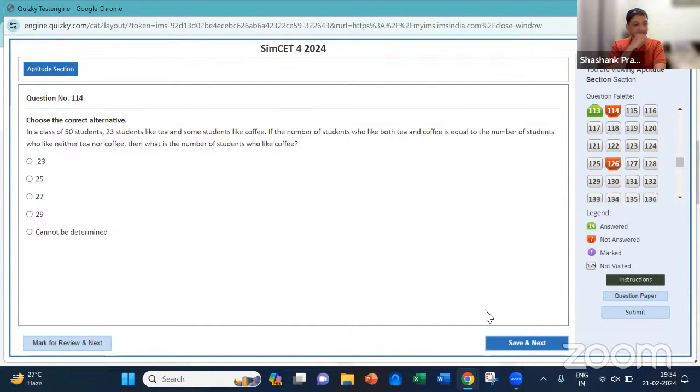I think I'll get two variables and one equation. So let's think about it. 23 minus X plus X, this is 23. 23 plus X plus Y is 50. Now I don't know what is Y.